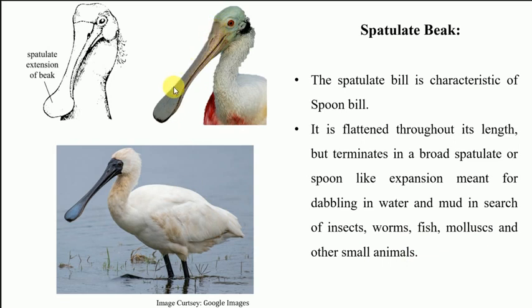Here you can see the comparatively long spatulate beak, which is flat throughout its length, but at the terminal portion it becomes a broad, spatulate or spoon-like structure, and hence the bird is also known as the spoonbill. The bird is a spoonbill and the beak is known as the spatulate beak.